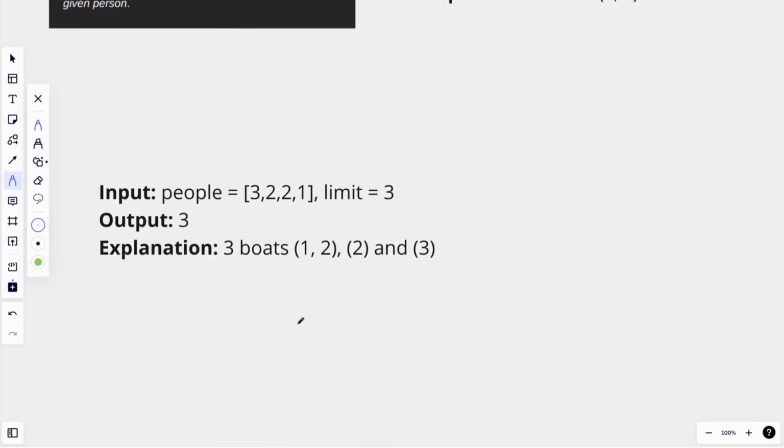Similarly, in the second test case, the people array is 3, 2, 2, 1 and the limit is 3. So 3 cannot be paired with anyone, so 3 will be alone. So I can pick only 3, so one boat is required. Then 2 can pair with 1 because 2 plus 1 is 3 and there can be at max 2 people in the same boat. So boat count will increase to 2, and the remaining 2 has no one to pair up with, so he will be alone in the boat. So total boats required is 3.